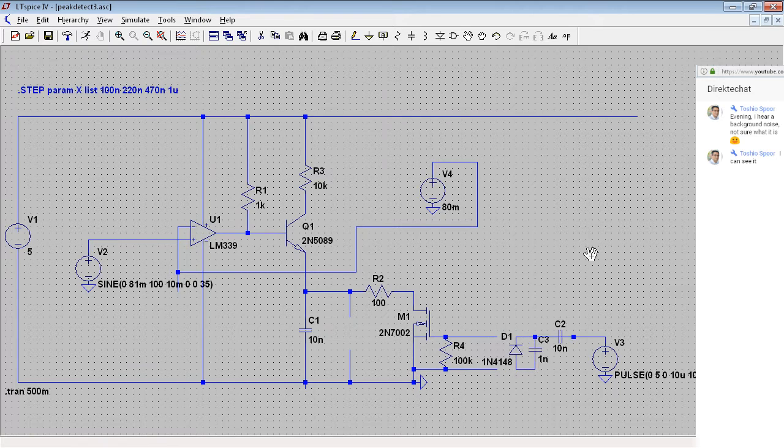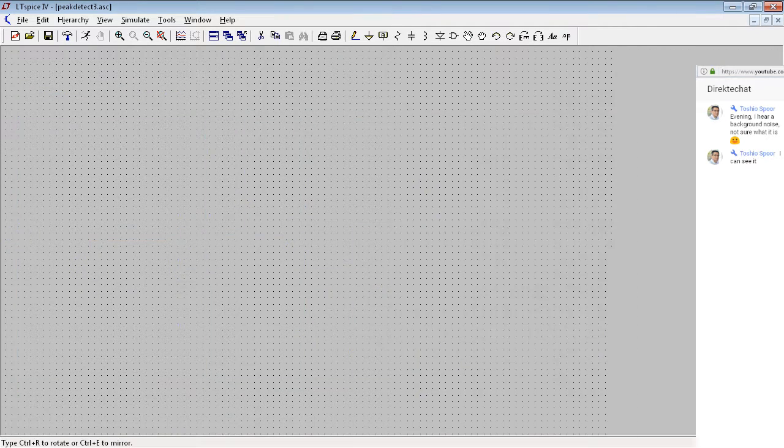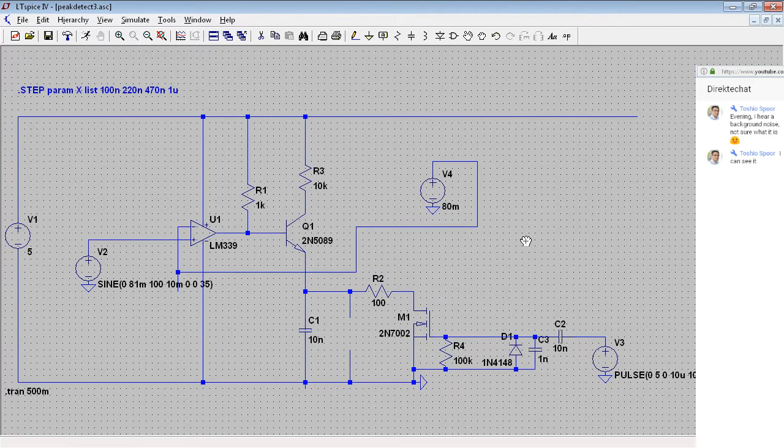So I think I did something wrong there. Let's see. You know, all of these tools are a little bit different from each other. So what's the difference here now?